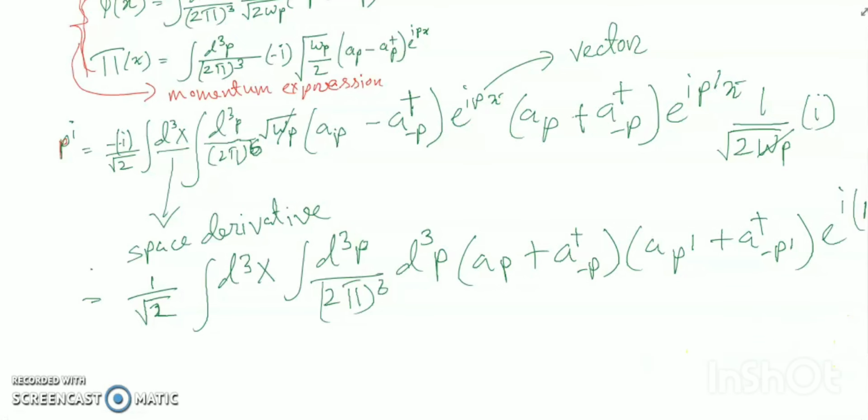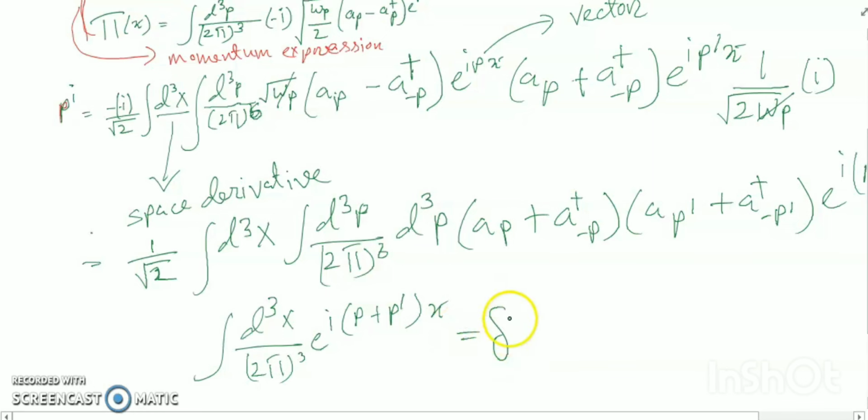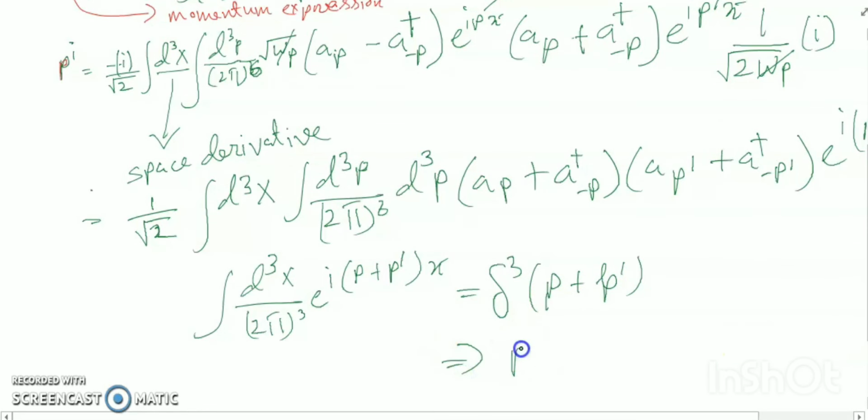What is the Dirac delta function? Divided by 2 pi whole cube, e to the power i(p plus p dash)x is equal to del cube of (p plus p dash), and now that implies p equals minus p dash. That implies the Dirac delta of 0, so p is equal to p dash. Now we plug.